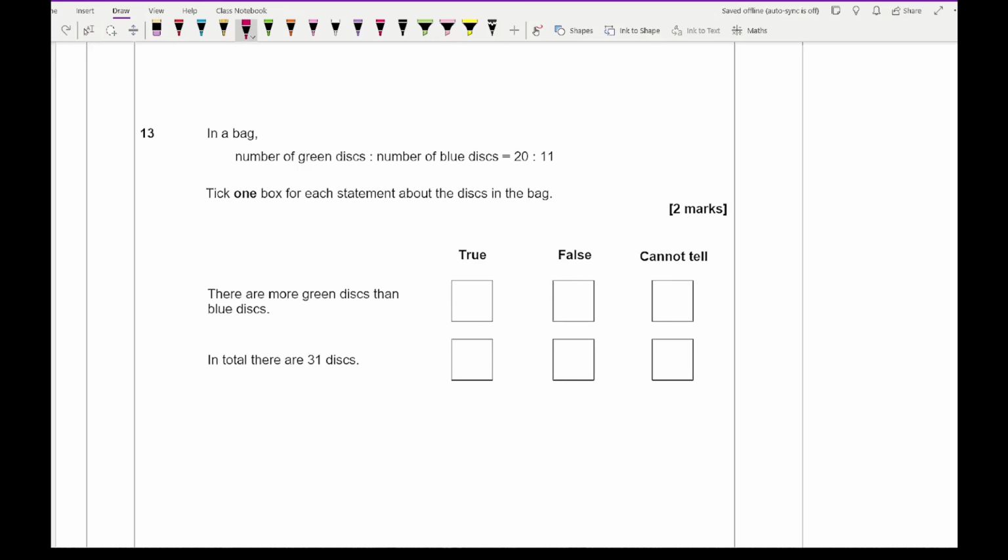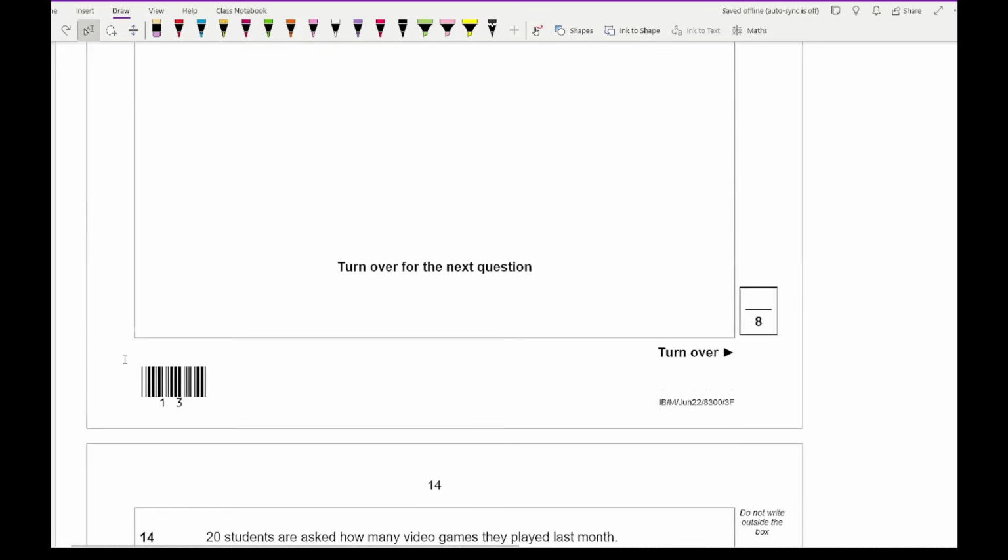So the first statement is that there are more green discs than blue discs. Well, that's definitely going to be true because the number of parts for green is bigger than the number of parts for blue. Then it says there are a total of 31 discs. Well, 20 plus 11 is correct, but that ratio might be simplified, so it could have multiples of 31. So for this one, we just need to tick that we cannot tell.